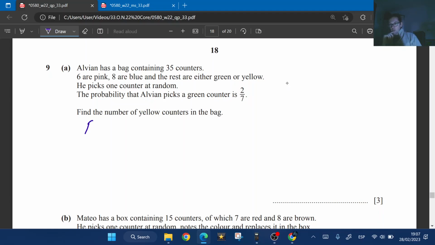Let's write this down. So pink is 6 counters. Blue, there's 8. Then there's some green ones. Don't know how many. And there's some yellow ones. We don't know how many. Okay. We do know it adds up to 35.